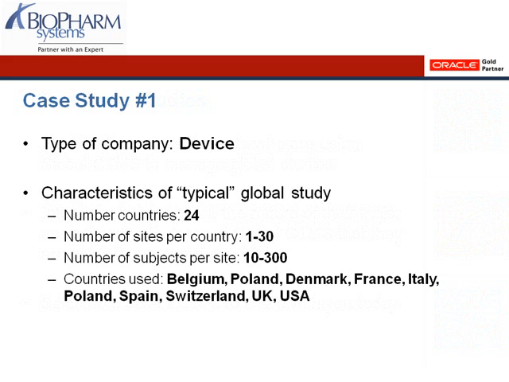So for the first case study, we're looking at a US-based device company, and some of the characteristics of their typical global study are as follows. They conduct trials in 24 countries, 1 to 30 sites per country, and 10 to 300 subjects per site. And here's a list of some of the countries in which they conduct their trials, just to give you an idea of where this organization is coming from.